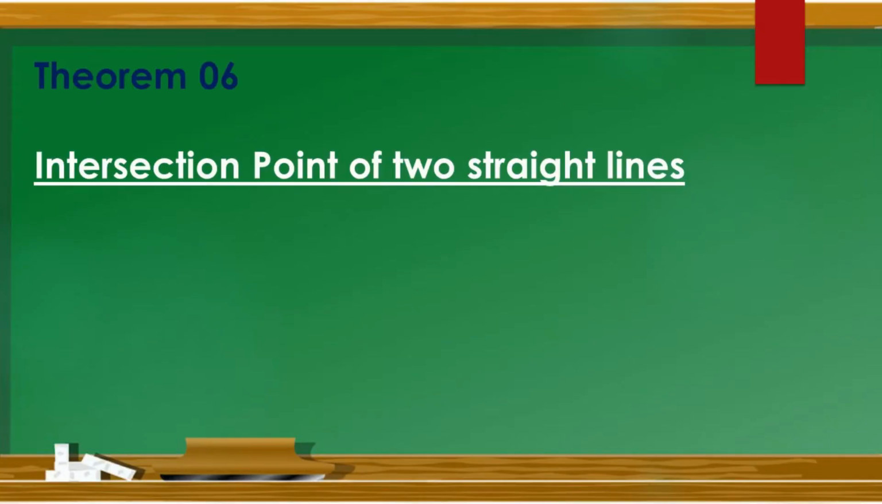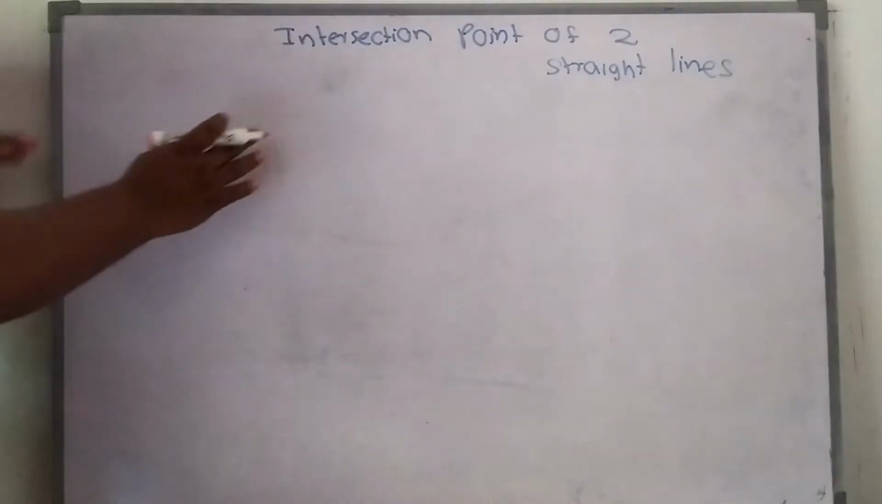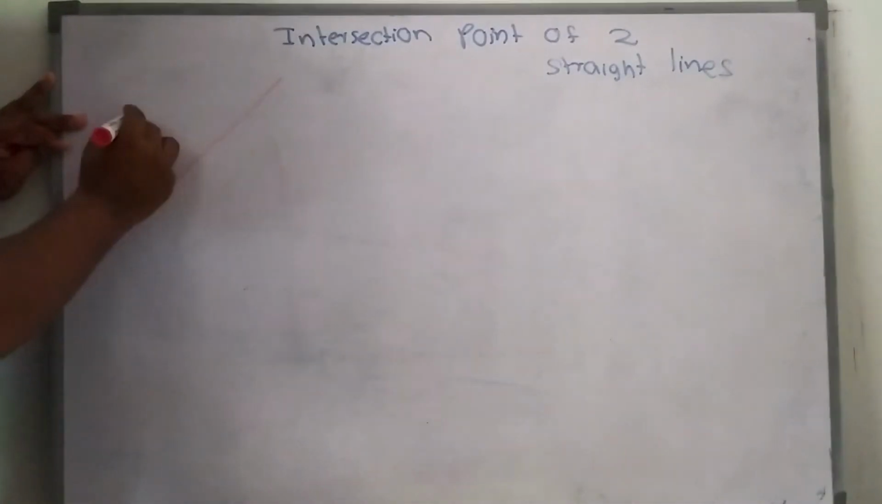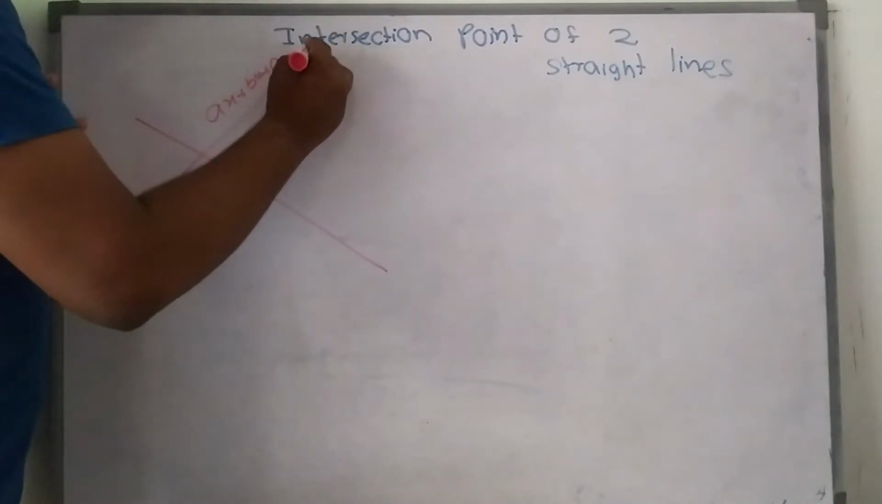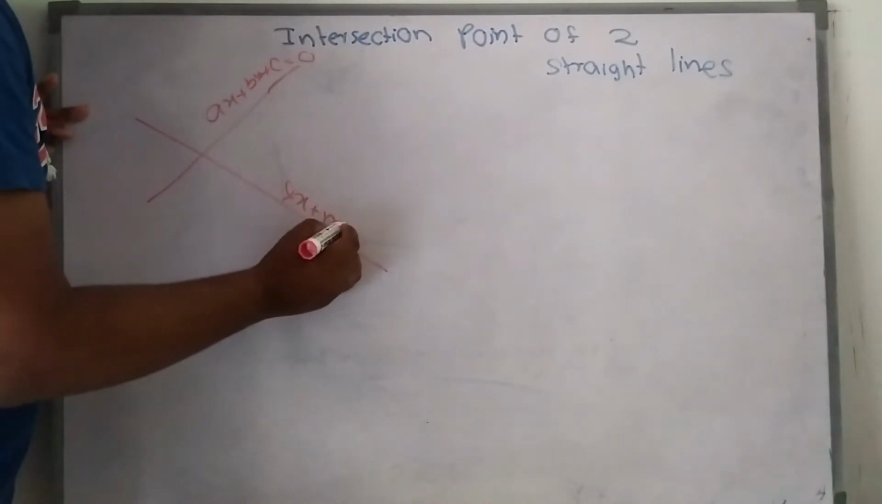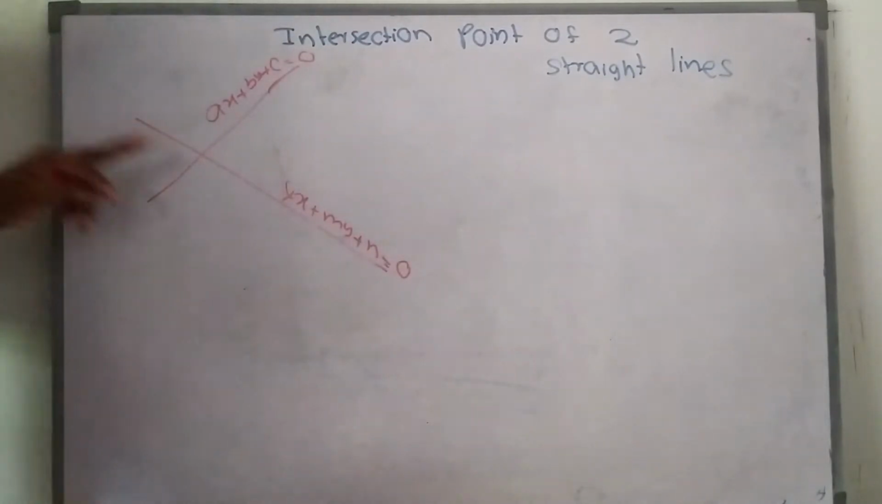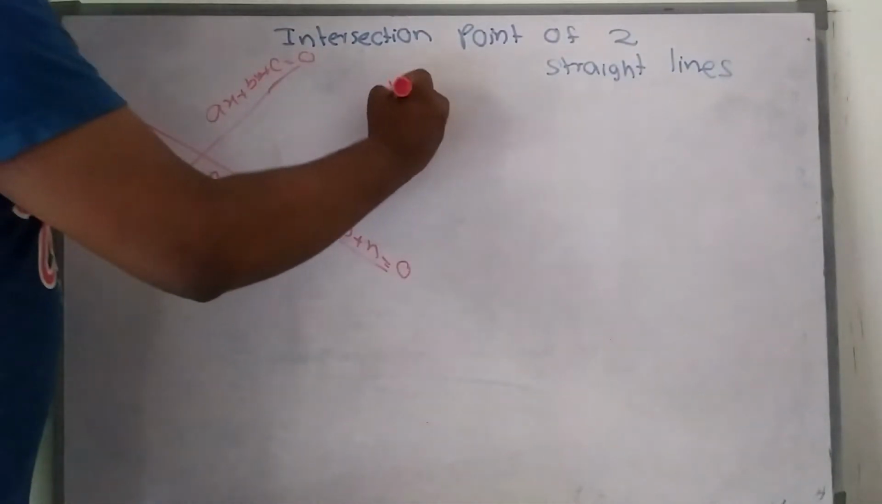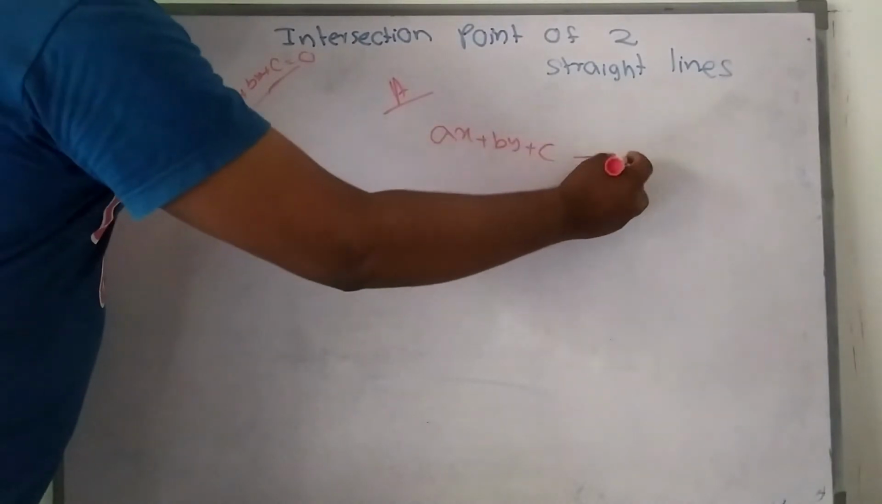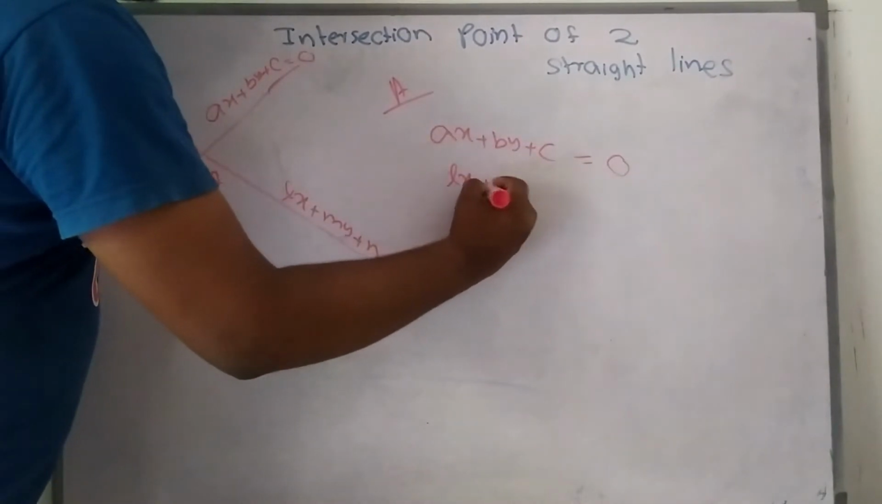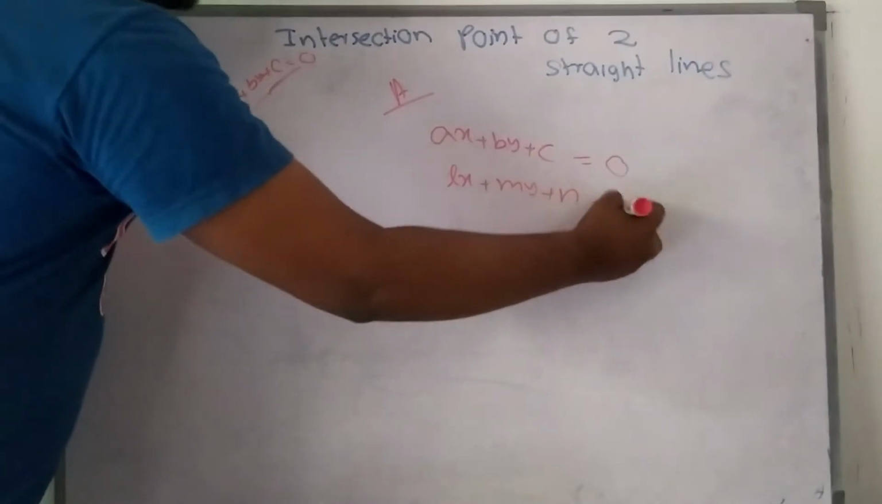Okay children, so the next theorem is the intersection point of two straight lines. How to find the intersection point of two straight lines? Assume these are my two straight lines, ax plus by plus c equals 0, and this is my other one, lx plus my plus n equals 0. So how to find that coordinate?